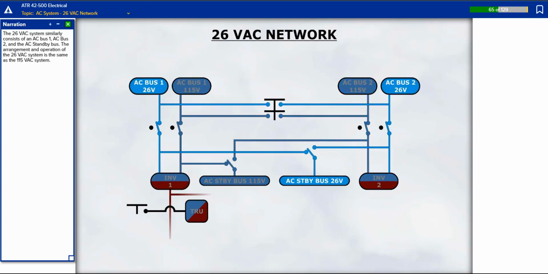The 26 volts AC system similarly consists of an AC Bus 1, AC Bus 2, and the AC standby bus. The arrangement and operation of the 26 volts AC system is the same as the 115 volts AC system.